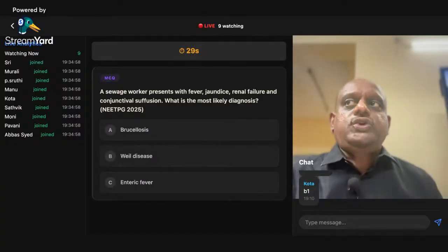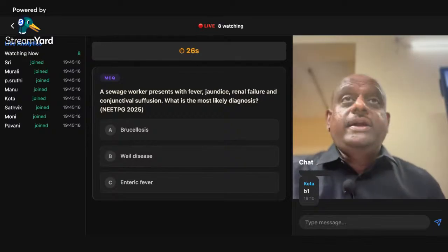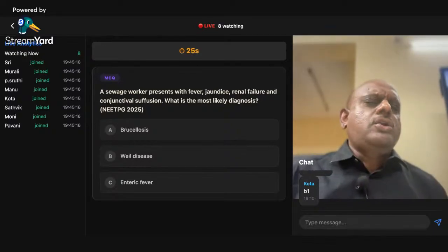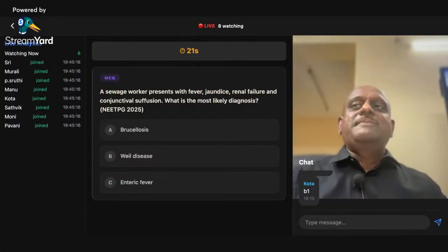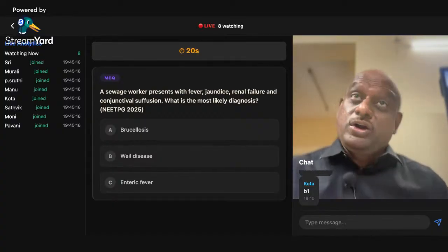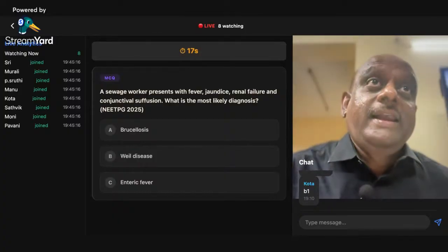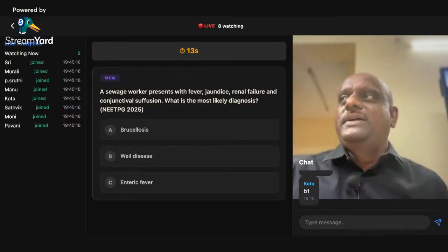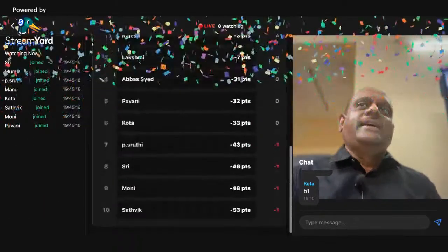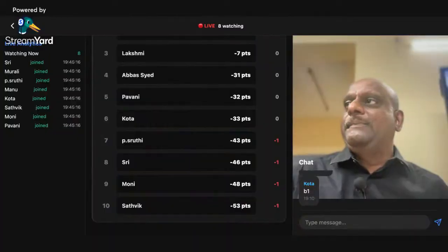Next, a sewage worker with fever, jaundice, renal failure, conjunctival suffusion. It is the closest mimicker of malaria, but not malaria because of the jaundice, right? It's called Leptospira icterohaemorrhagiae, which leads to Weil's disease. Leptospirosis is what you need to basically remember.